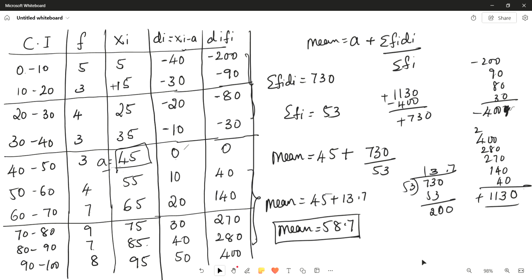Direct method. Okay, you can do that. We did that only. 57.7. I got 58.7. Somewhere some mistake can be there. See, just a small mistake can be. You did the direct method. Okay, fine. That is also fine.